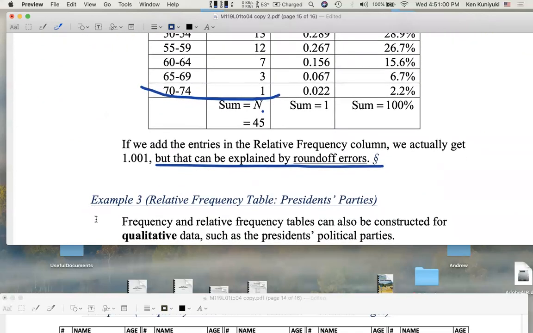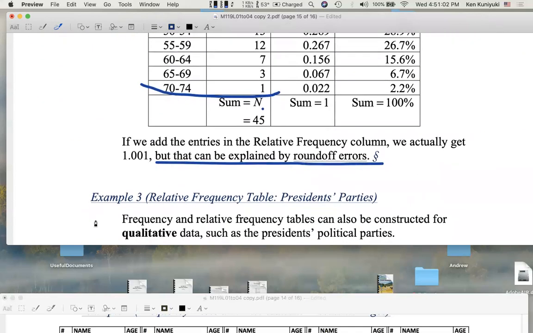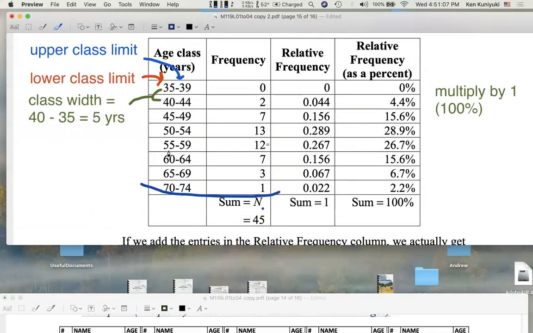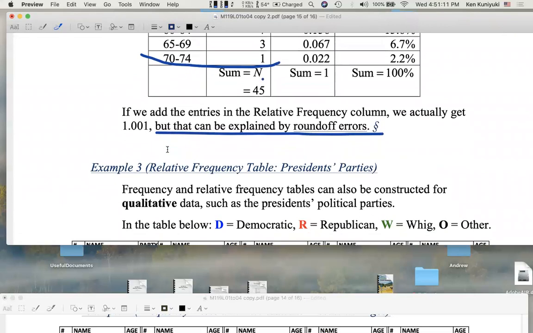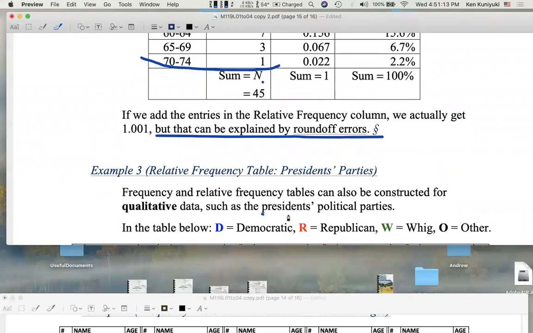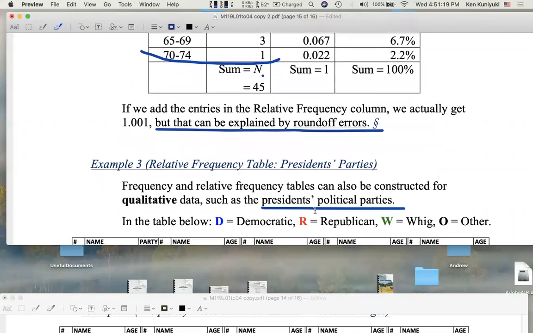Now, one nice thing about frequency and relative frequency tables is that you can apply them to quantitative data, like ages, but also you can apply them to qualitative data, like presidents' political parties. Okay, political parties, not parties as in parties with beer.